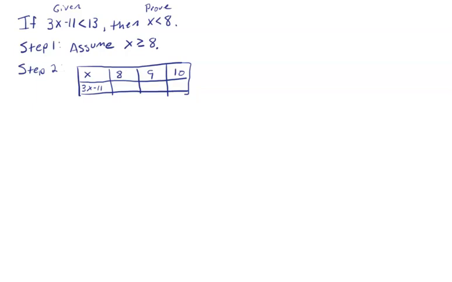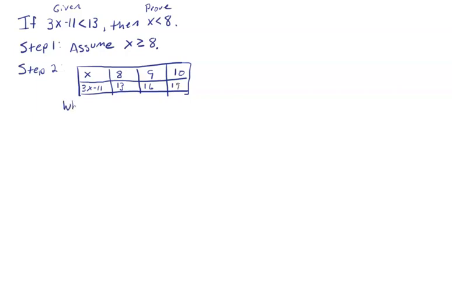And in the second row, we're going to put those values in. So 8 times 3 is 24, minus 11 is 13. 9 times 3 is 27, minus 11 is 16. 10 times 3 is 30, minus 11 is 19.